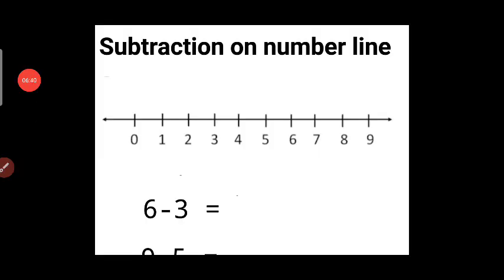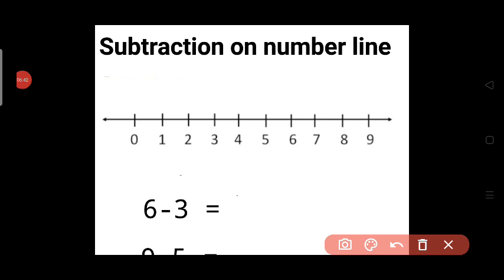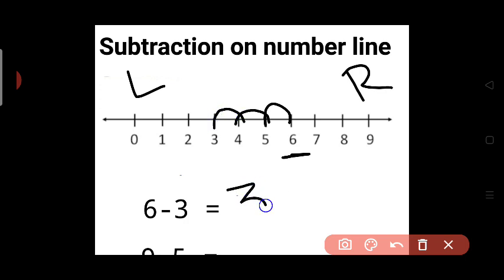Next is subtraction on the number line. Again the number line is here. In subtraction, we always move from right to left. The question given is 6 minus 3. So 6 is here and we have to move 3 times backward, that means toward the left side. So let's do 1, 2 and 3. So 6 minus 3 is 3.